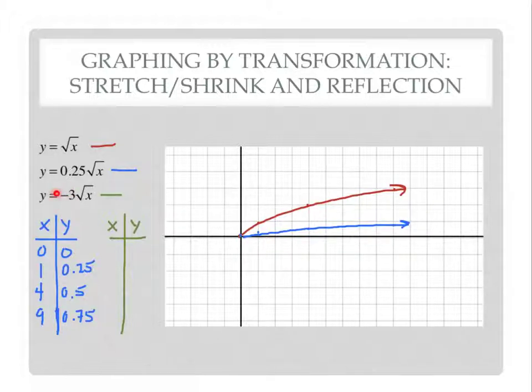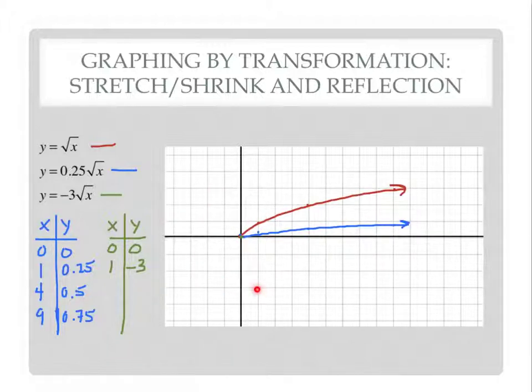So it's not just 3 times taller, it's 3 times taller and flipped upside down. So 0 will still be 0. So that point is still there. If you plug in the 1 for x, you're going to get out a -3 for y. So you would have the same graph, but it would stretch 3.